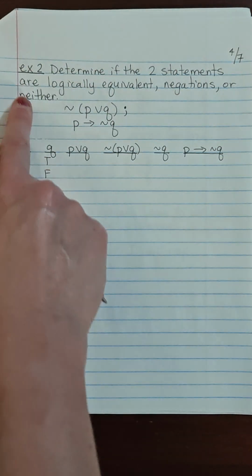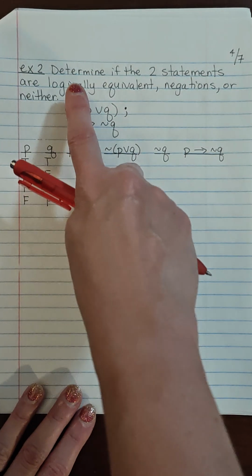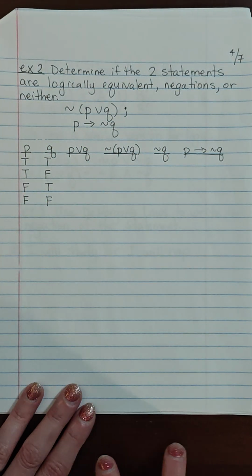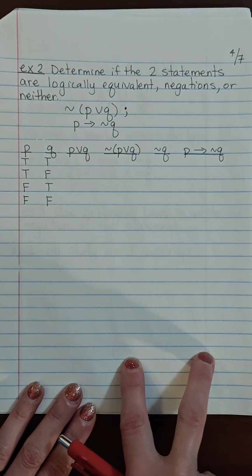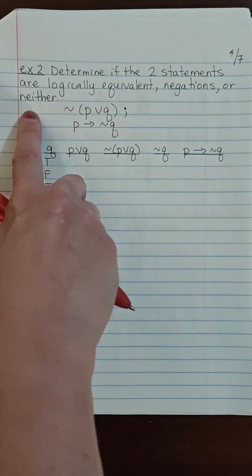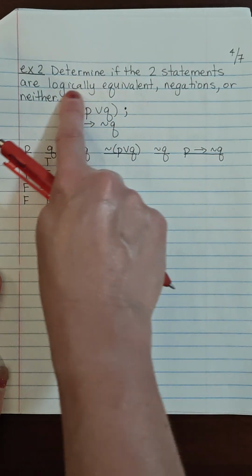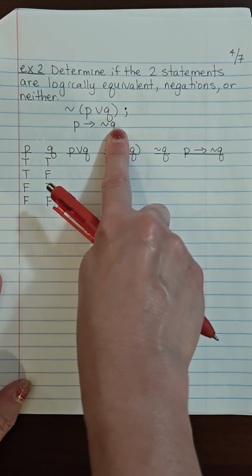This is how it's written in ALEKS, okay? It says determine if the two statements are logically equivalent, negations, or neither. Remember, they don't have to be one or the other. Logically equivalent means that their truth value columns are going to be exactly the same. Negations, they're going to be exactly opposite. Well, what happens if some of the values are the same, but some are opposite? Well, that's where we get the neither. It's got this semicolon that is separating the two statements.